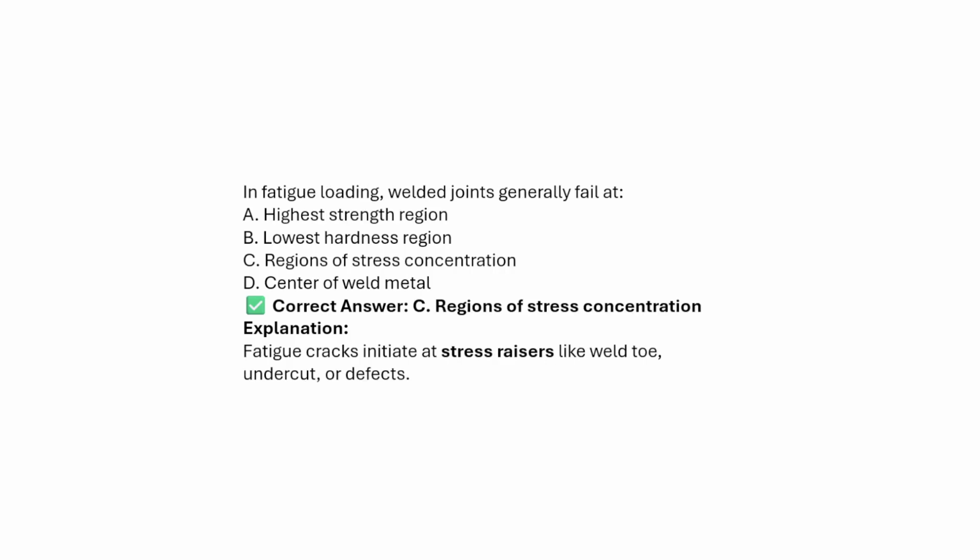In fatigue loading, weld joints generally fail at the high strength region, low hardness region, region of the stress concentration, or center of the weld metal. So the answer will be the region of the stress concentration. The fatigue cracks initiate at the stress risers like weld toe, undercut, and defects.